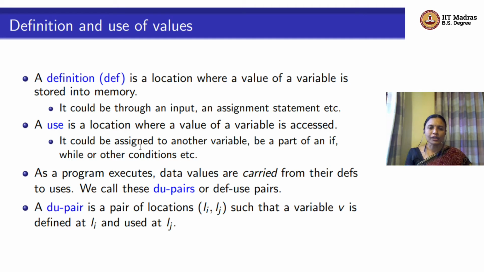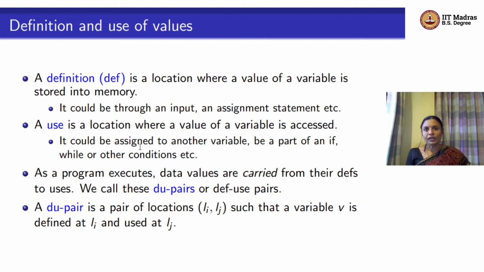Is it clear what it is? Just to repeat, a definition of a variable is any statement where the value of the variable is stored into memory. It could be created for the first time, it could be reassigned anytime, anything can happen. A use of a variable is any statement or location where the value of the variable is retrieved from memory. It could be a part of an assignment statement where its value is assigned as a part of an expression to another variable. It could be a part of a decision statement and so on.